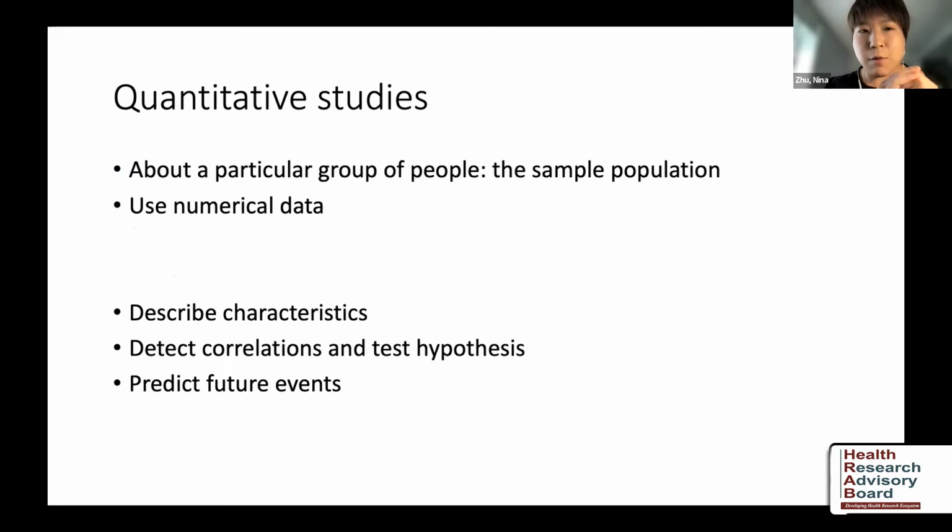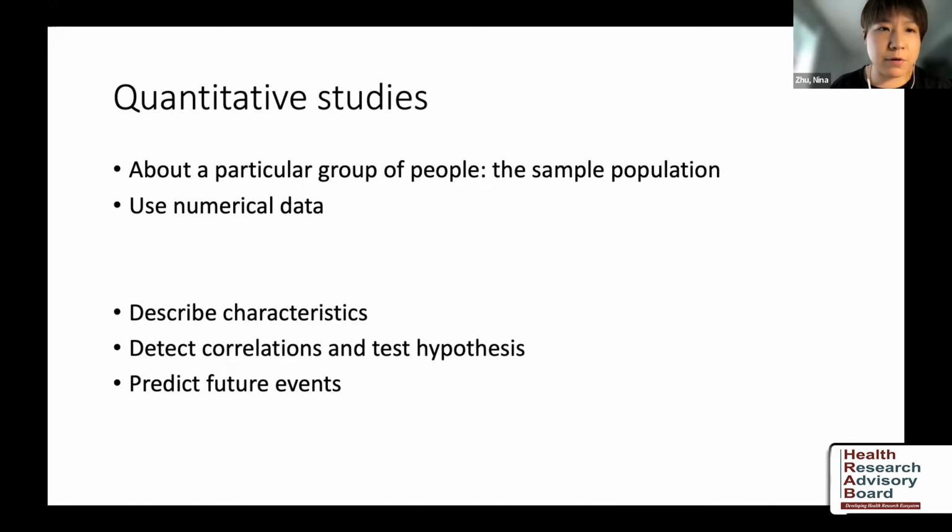The most intuitive way to answer that is the studies that involve a lot of numbers. Normally it's a study about a particular group of people, which we call the sample population, and we use numerical data to describe them. The purpose of analyzing the numeric data normally includes describing the characteristics of a certain population or sample population, detecting any correlation between variables and testing some hypotheses, and also predicting future events.